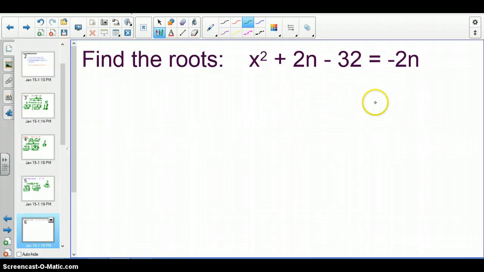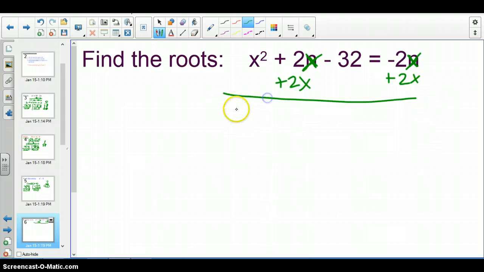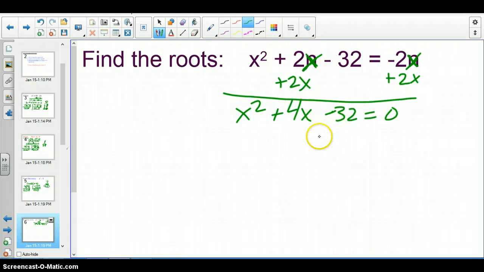Once again, our first step, we need to get everything to one side, but first thing I'm going to do is I'm going to change these n's to x's. I made a mistake when I typed this in, so let's change our n's to x's. Now I'm going to add 2x so I can get everything to one side. So x squared plus 4x minus 32 equals 0.